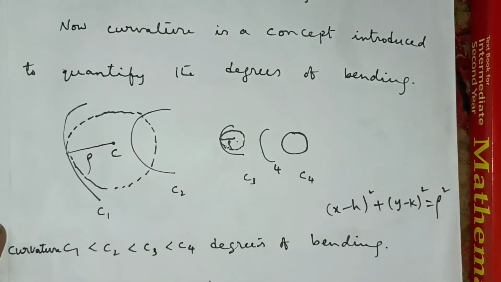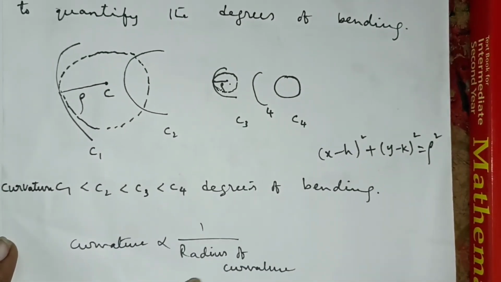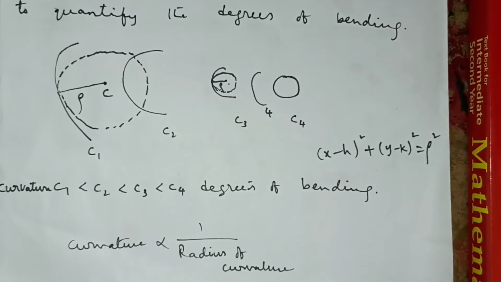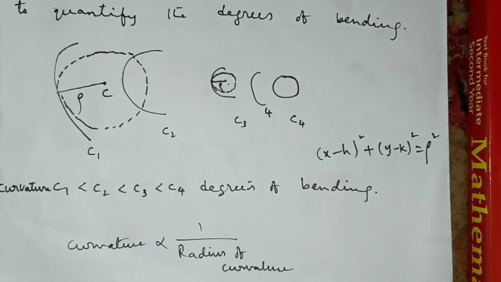Now always remember, curvature is proportional to 1 by radius of curvature. Curvature is inversely proportional to the radius of curvature. Curvature is nothing but degrees of bending, how many degrees it is having.